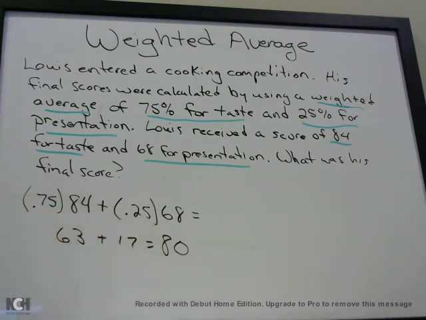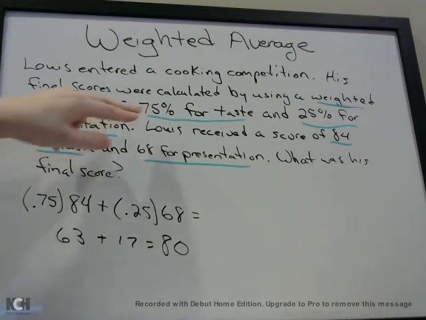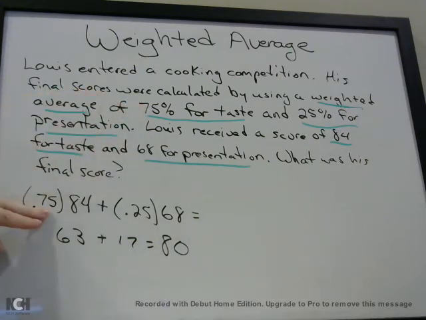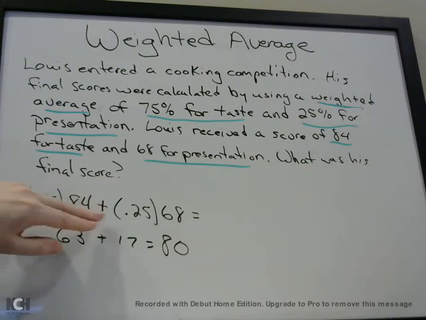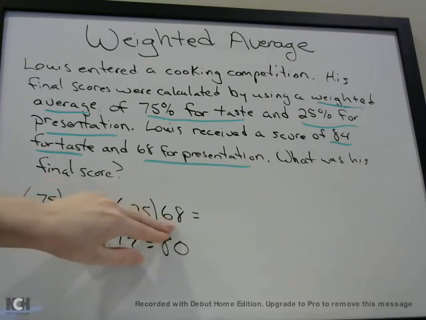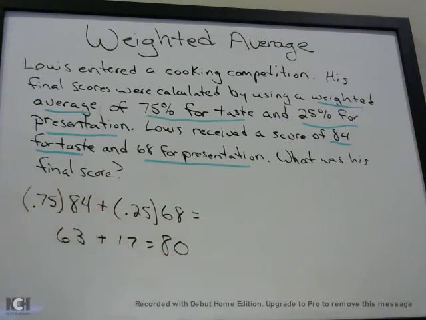So really, this is a pretty easy problem. The math in this is not difficult. You just need to remember to change the percentages to decimals, multiply the weight times the associated number plus the weight times the associated number. Plug it in your calculator and you get it.